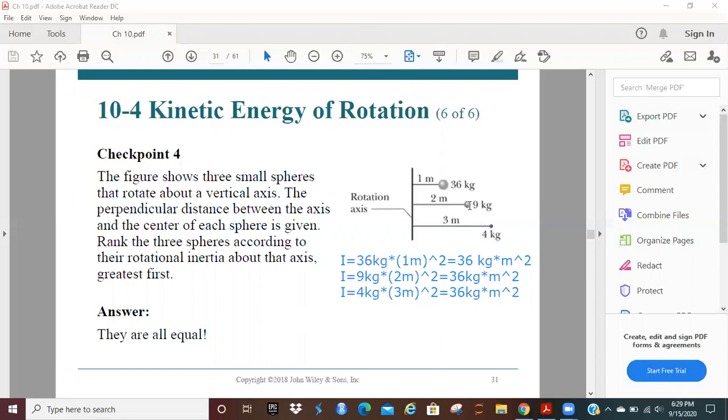Remember, the mass is being multiplied by the distance squared. And the masses, as you keep getting further out, they don't have to be as big in order to have rotational inertia.